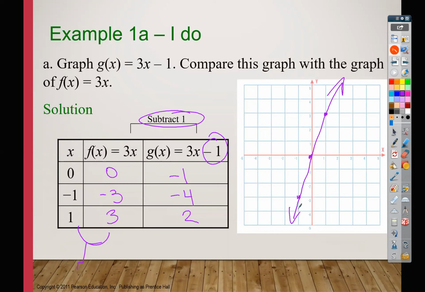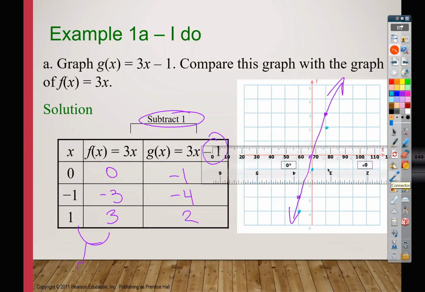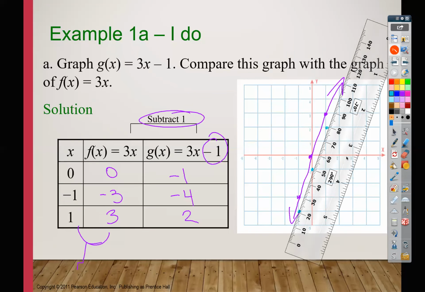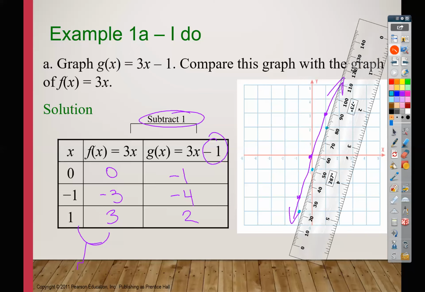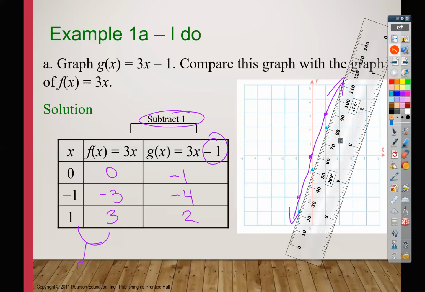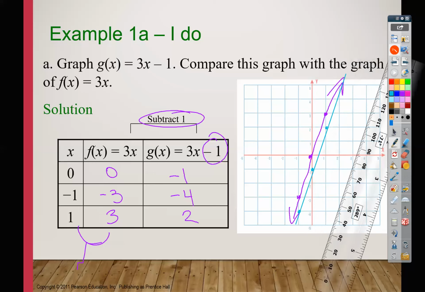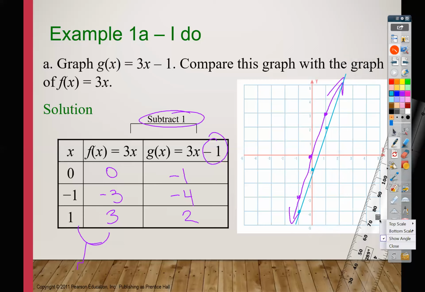Now we're going to plot the other points. I'm going to do it in a different color. 0, -1, -1, -4, and 1, 2. Actually, I'm going to use my ruler for this so I can get it as straight as possible. Whoops. There we go. Okay, now what do you notice about those?